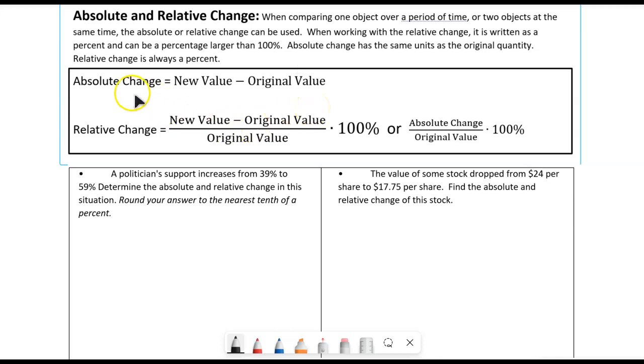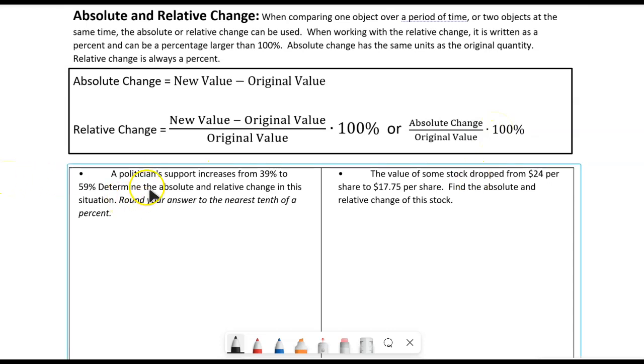So the absolute change is defined as the new value, or the later value, minus the original value, or the older value, the previous value. And the relative change is a ratio of the difference between the new value and the original value, and the original value. That is then multiplied by 100% so that your answer is a percent. You can also do the absolute change divided by the original value times 100%. Let's see this in action.